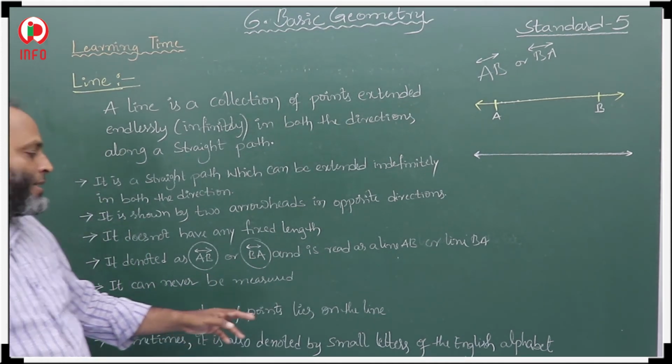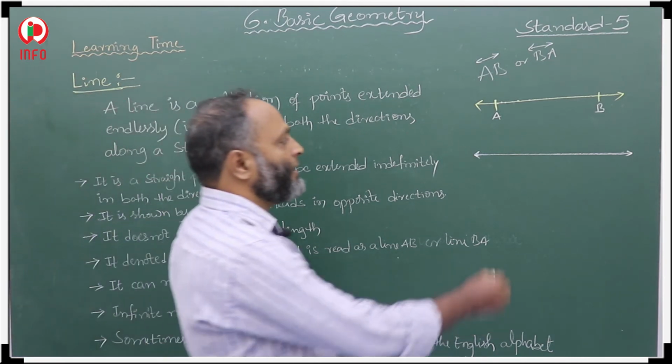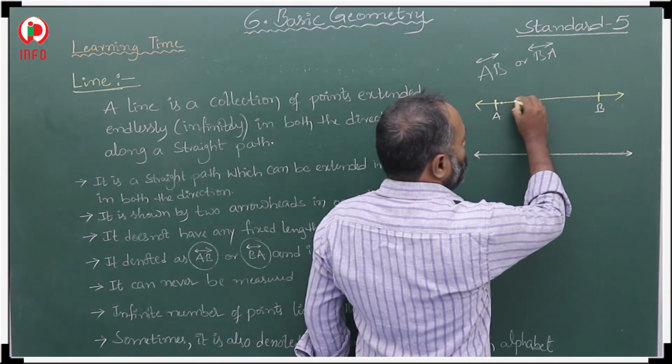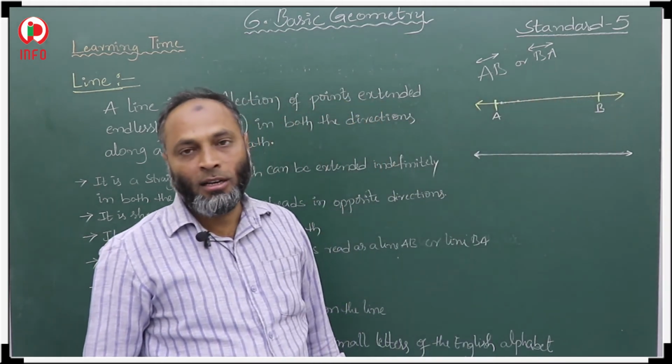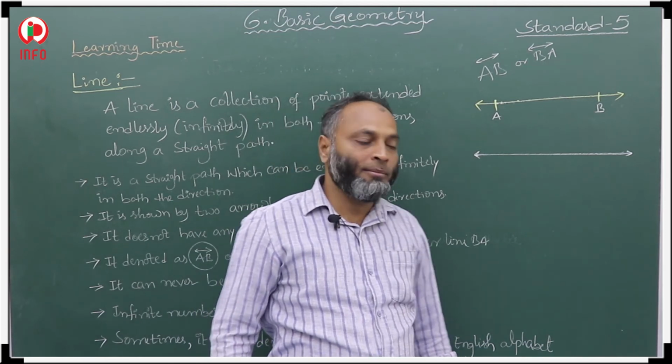Infinite number of points lies on the line. That we know. How many points are there on the line? Infinite points are there on the line. Uncountable points are there on the line.